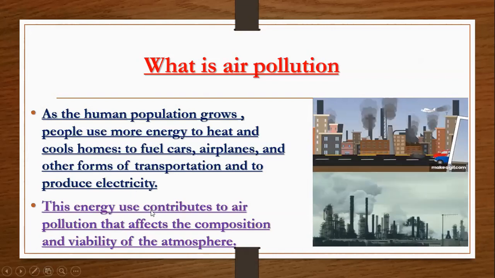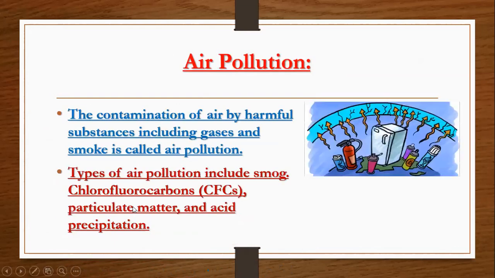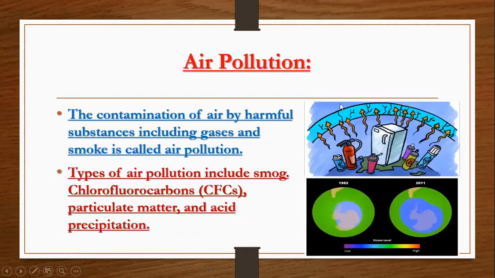Burning fossil fuels will affect the composition and the quality of the atmosphere. We will see how. Again, what is the meaning of air pollution? Contamination of air by harmful substances, which occurs during human activities. Some of these particles or substances that affect the quality of the air are gases and smoke. This is what we call air pollution.